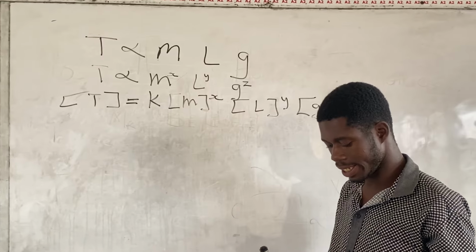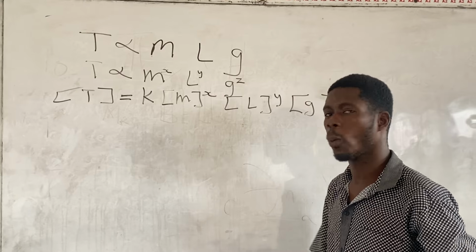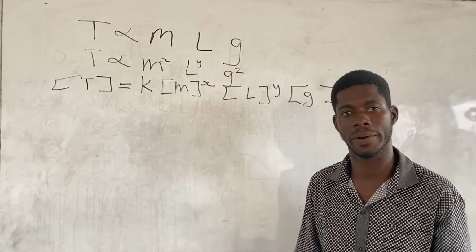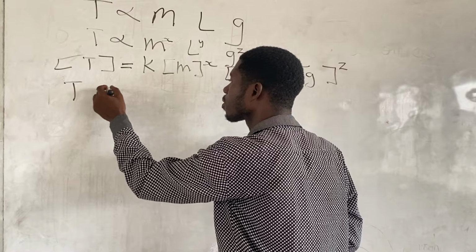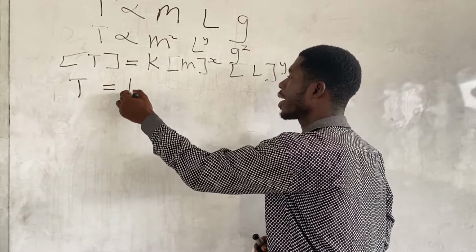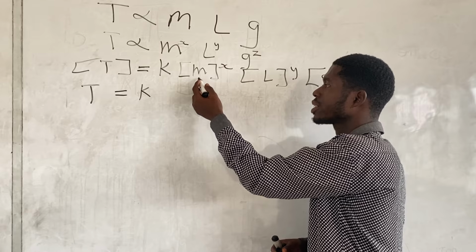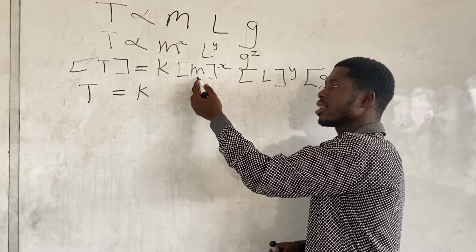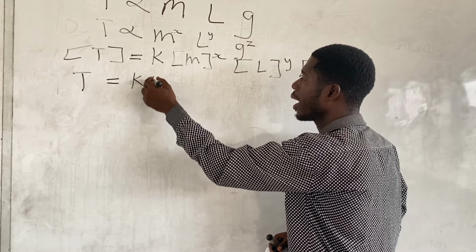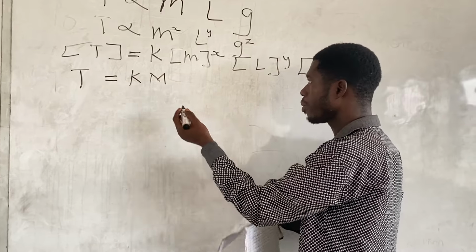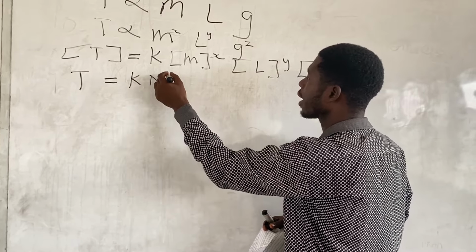T is period. So what is the dimension for period? The dimension for period is capital T. Equal to K as constant. And what is the dimension for M? In the question, M is mass. So the dimension for mass is capital M, but M to the power X.